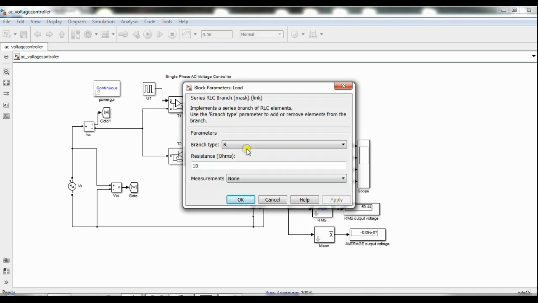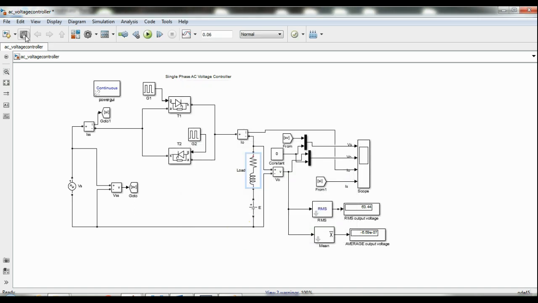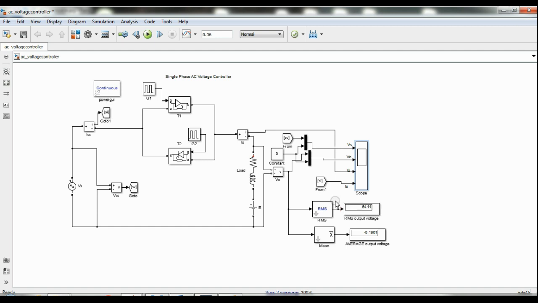Next I want to change it to RL load. So RL: R is 10, L is 15 millihenry. Save and run, and you can observe the waveforms. This is R, and you can see the L effect. After the L effect is over, the current is 0 and V0 is not equal to 0. So this is RL. These things you need to observe, and we can note down the corresponding RMS and mean values also.